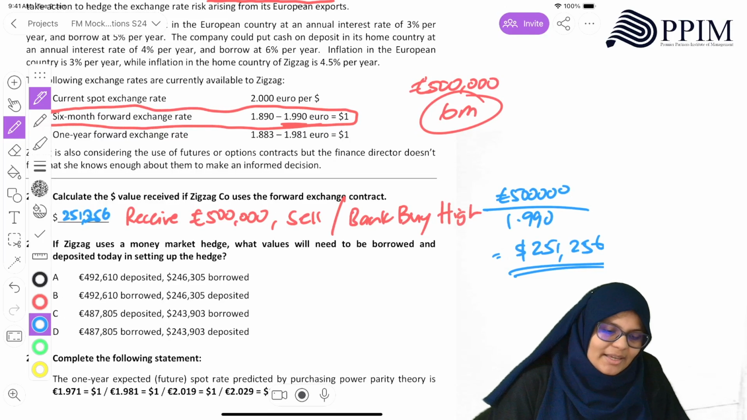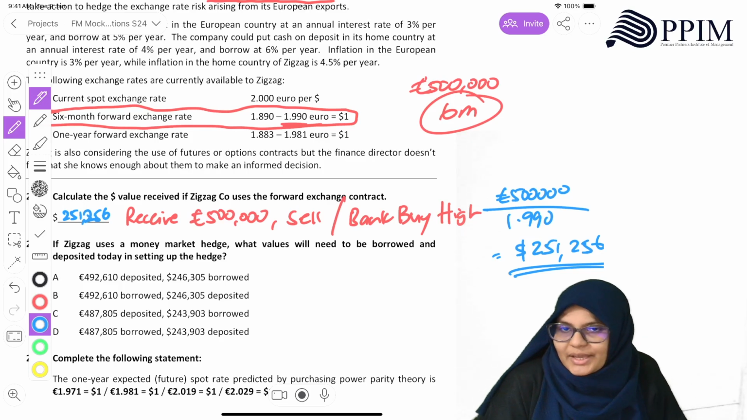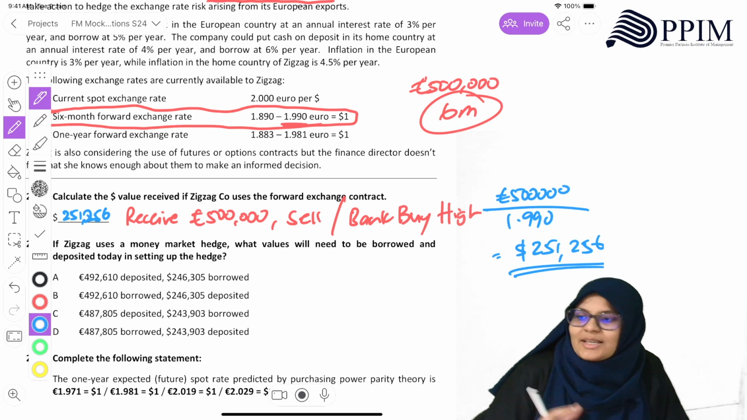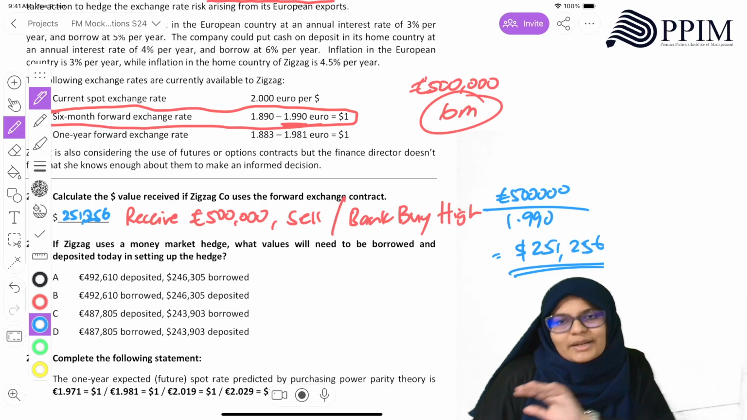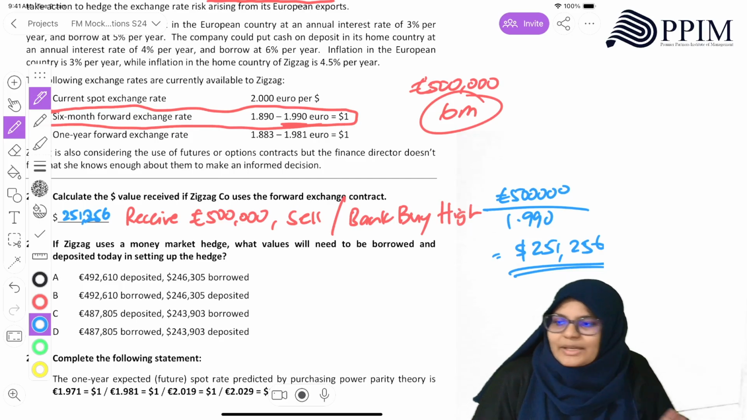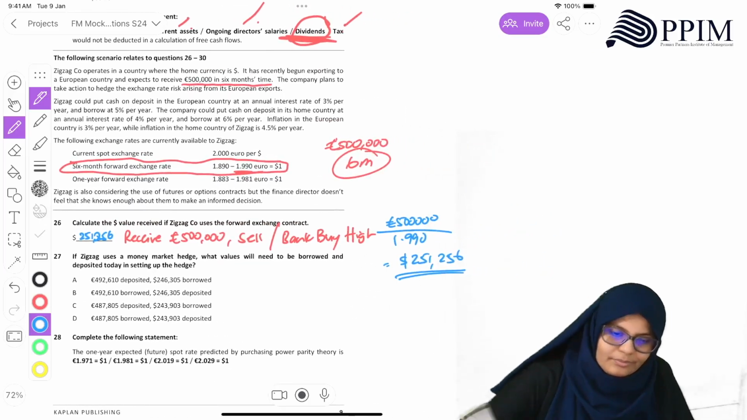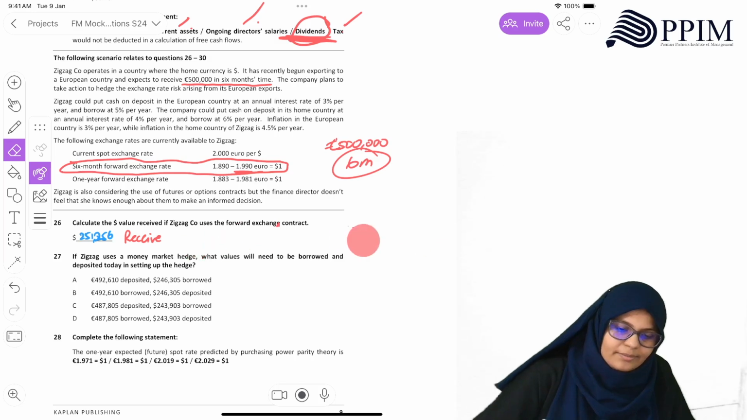Then 27 is saying if Zigzag uses a money market hedge, what values will need to be borrowed and deposited today in setting up the hedge? Okay, whenever they talk about money market hedge, take my advice, do the entire calculation. If not, you will definitely go wrong. If you do bits and pieces in the marking scheme, you will see they are only doing portions. They won't do the entire hedge. But for us, it's better to stick to the entire thing because you won't go wrong. There is no chance for you to go wrong. Even if it takes a minute or two more, it's fine. Okay, it's worth it, right? So let's do a money market hedge here. Okay, so this answer is fine.